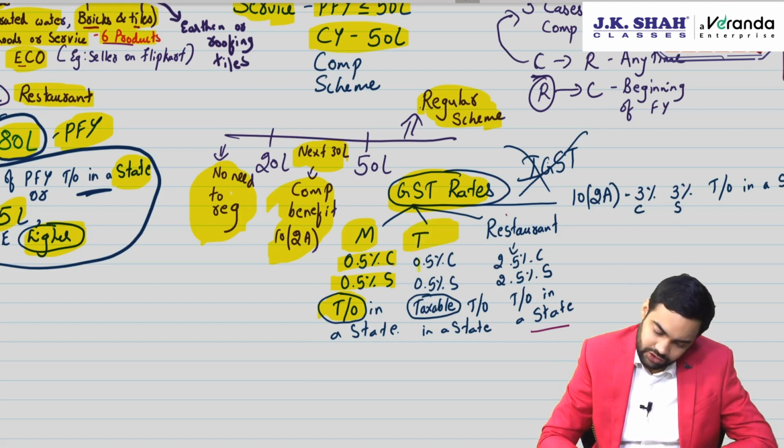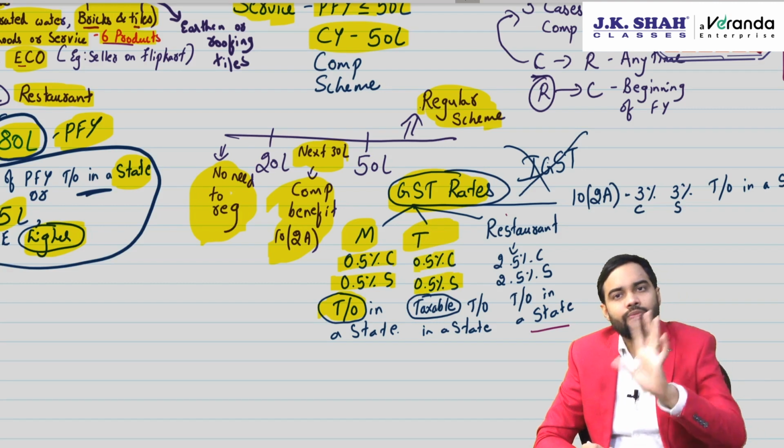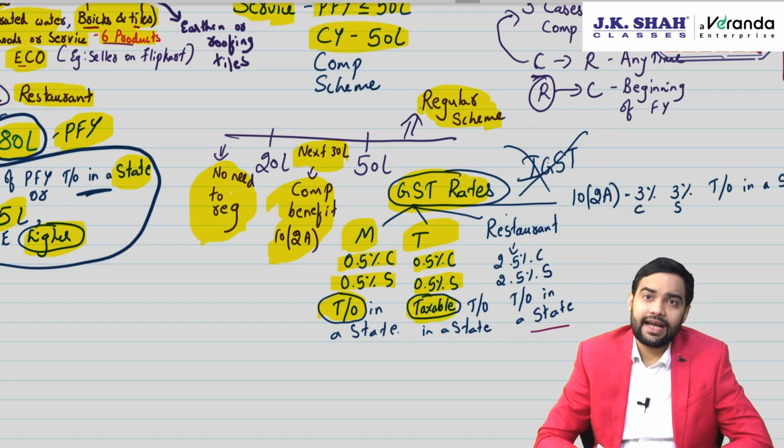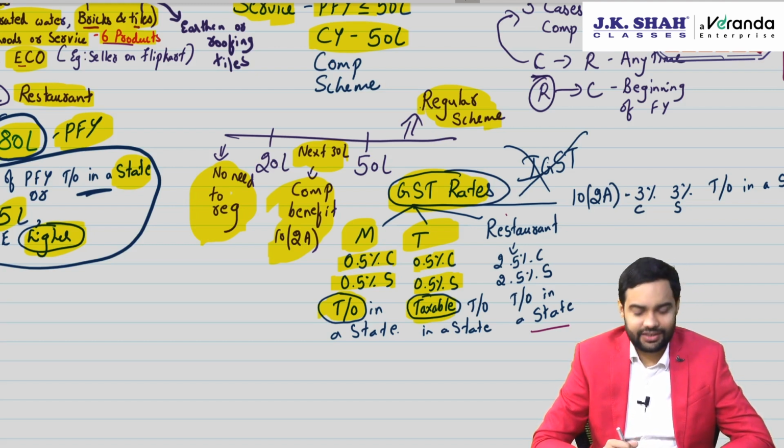Trader also pays 0.5, but on the taxable turnover in a state. Careful, the law uses the words taxable turnover in a state. So trader is a small player, so he gets an advantage. He has to pay only on the taxable turnover, not on full turnover.